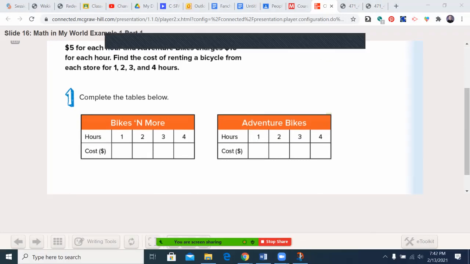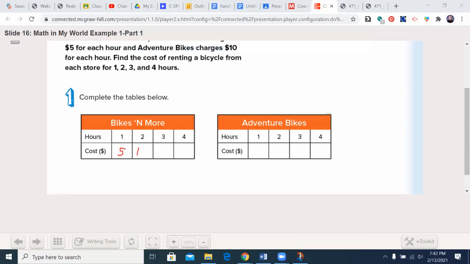So my first step is going to be to fill out these charts. Bikes and More was $5. So 1 hour would cost me $5, 2 hours would cost me $10, 3 would cost me $15. And if you notice, I'm just multiplying the hours times 5. So the cost equals 5 times the number of hours. Adventure Bikes is $10, so the C is going to equal 10H.